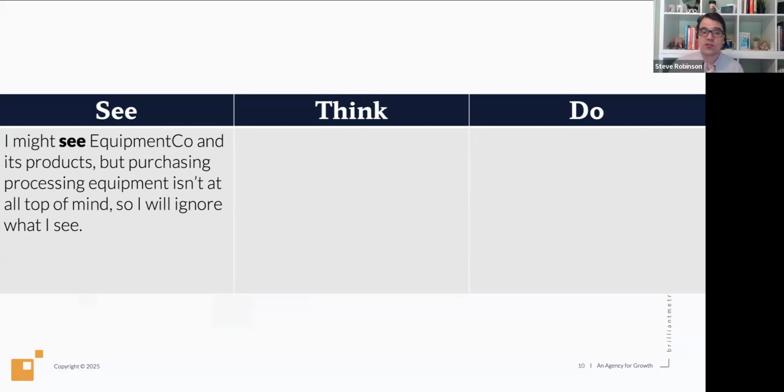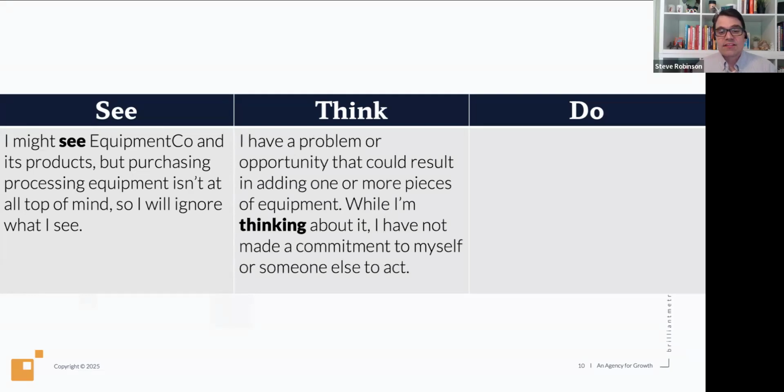Let's look at a fictitious equipment manufacturing company. This would be an industrial equipment type of company. So their buyer, when they're in C state, might see Equipment Co. They might see their products, but all of that's going to be filtered out. Unless Equipment Co. comes to them with content that is relevant to their world in that moment, they've got no reason to pay attention. Let's say they enter think state, they have a problem or an opportunity that could result in adding one or more pieces of equipment.